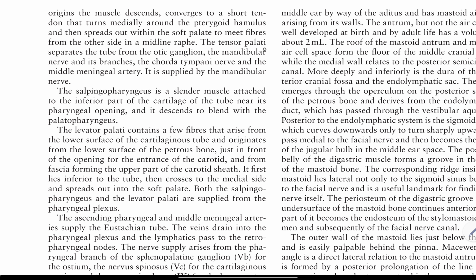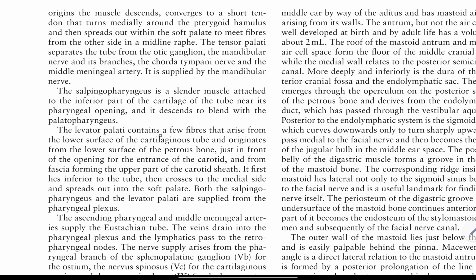The tensor palati separates the tube from the otic ganglion, the mandibular nerve and its branches, the chorda tympani nerve, and the middle meningeal artery. It is supplied by the mandibular nerve. The salpingopharyngeus is a slender muscle attached to the inferior part of the cartilage of the tube near its pharyngeal opening, and it descends to blend with the palatopharyngeus.